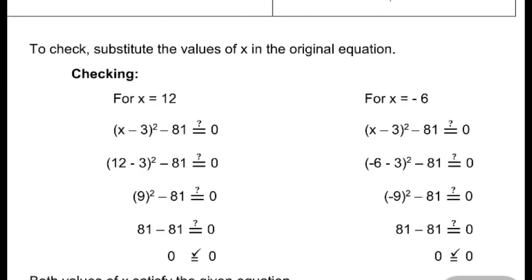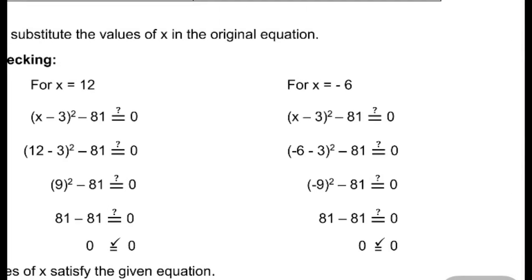So for x equals 12, we have (12 minus 3) squared minus 81, is it equal to 0? So 12 minus 3 is 9. Then 9 squared is 81. Then 81 minus 81 is equal to 0. So we can say here that 0 is equal to 0.